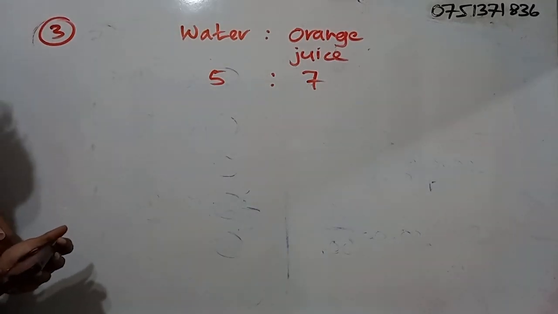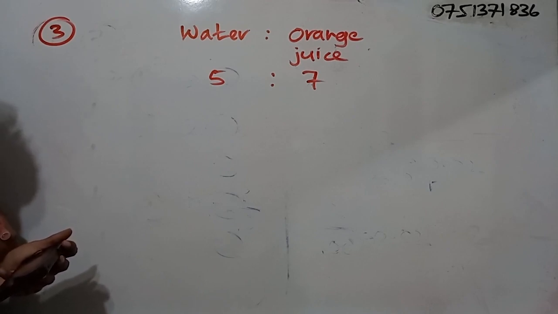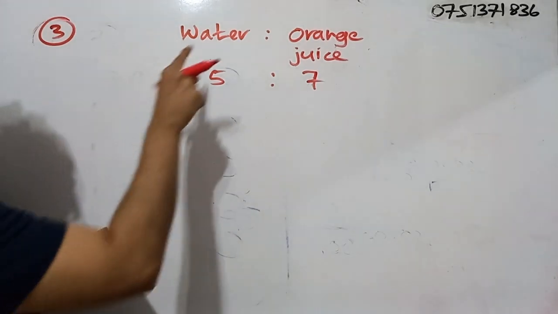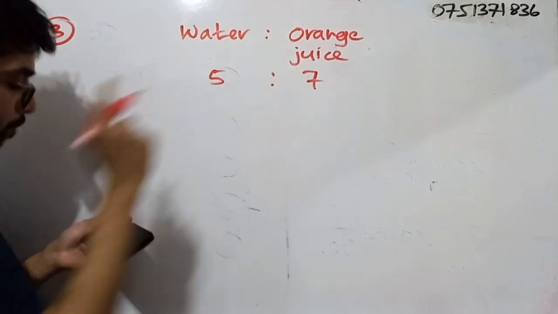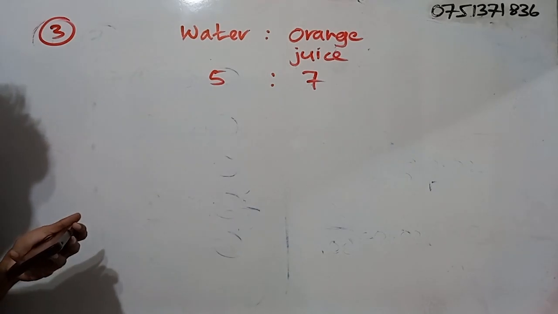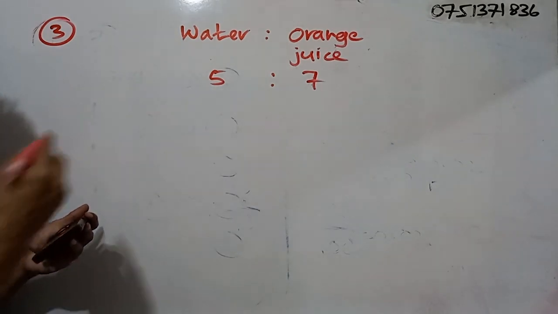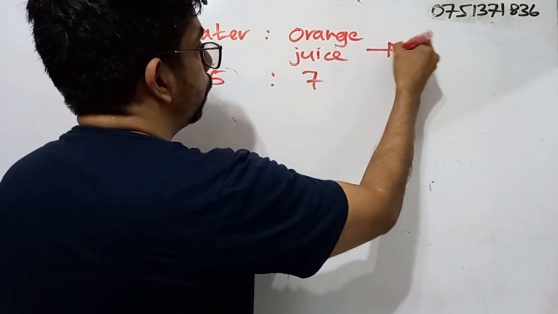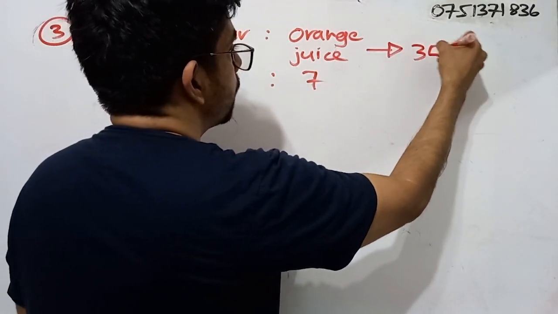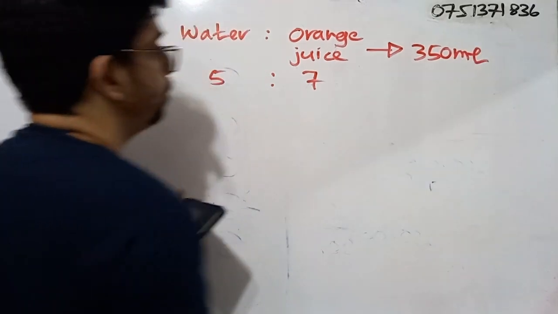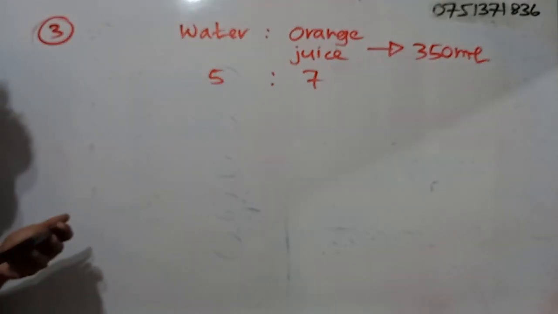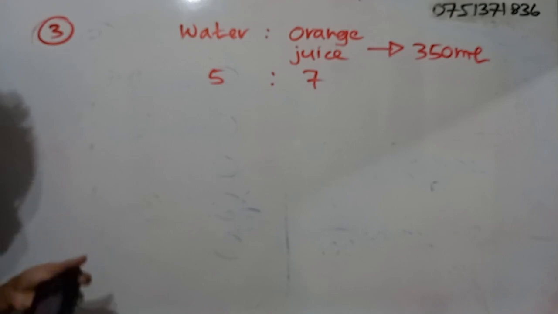Question number 3. A fruit drink is made using water and orange juice in the ratio 5 to 7. So water and orange juice, the ratio is 5 to 7. If the quantity of the orange juice used is 350 milliliters, so orange juice has been used 350 milliliters, what is the total volume of the fruit drink that is made?